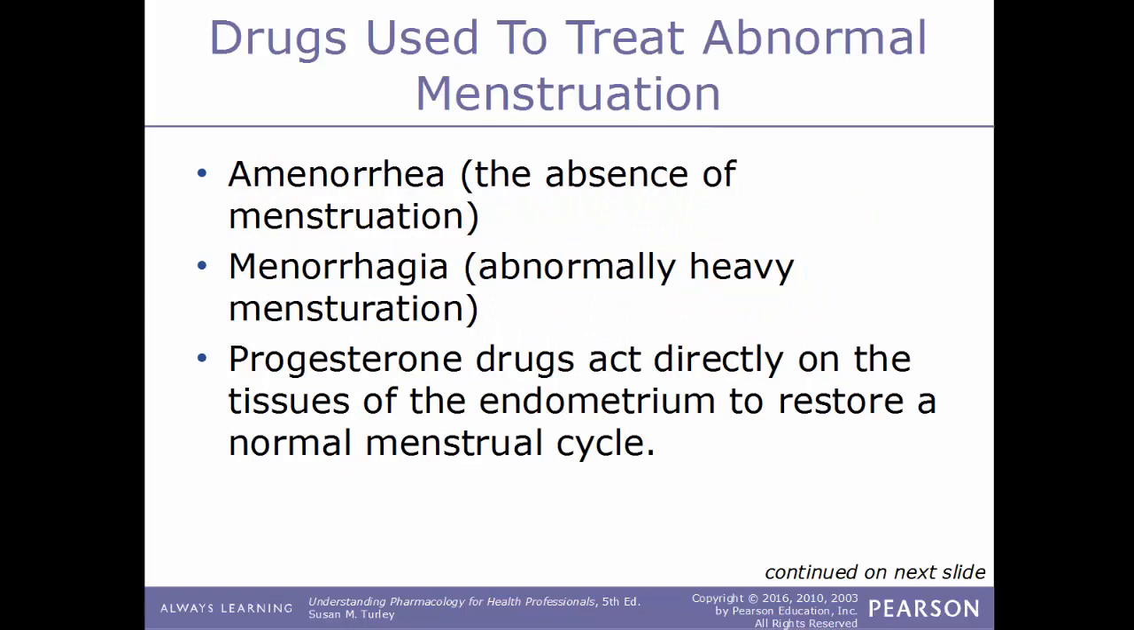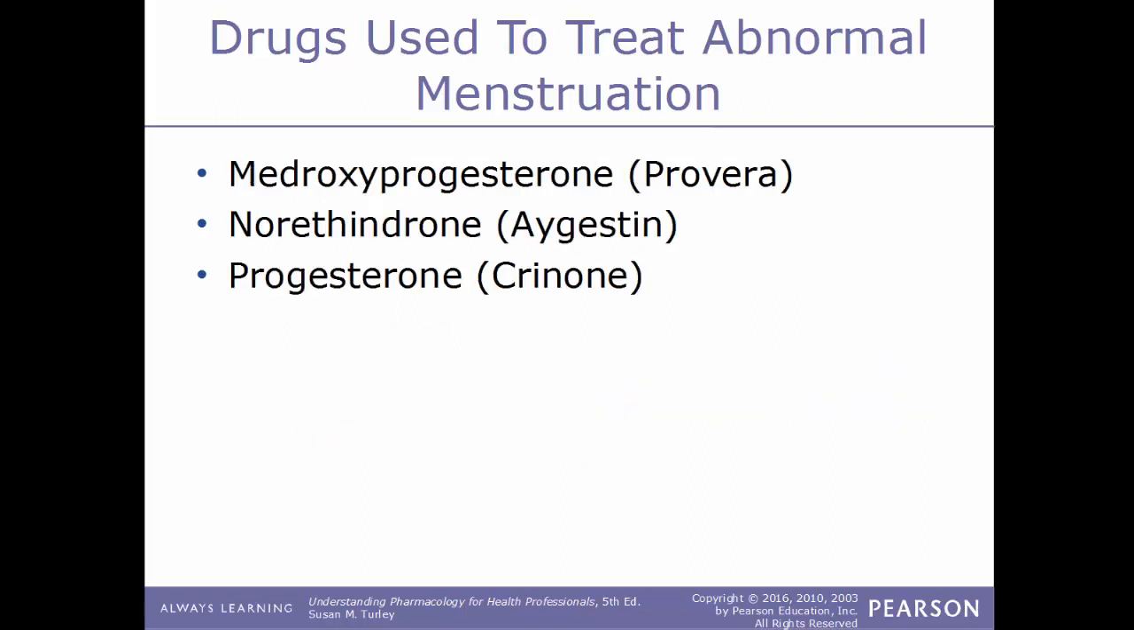And when I say abnormal, some examples of that could mean amenorrhea, which is the absence of menstruation, menorrhagia, which is an abnormally heavy menstruation. And progesterone drugs act directly on the tissues of the endometrium to restore a normal menstrual cycle. Some examples of this kind of drug would include medroxyprogesterone, also known by the trade name Provera, norethindrone, known by the trade name Agestin, and progesterone, known by the trade name Crinone.